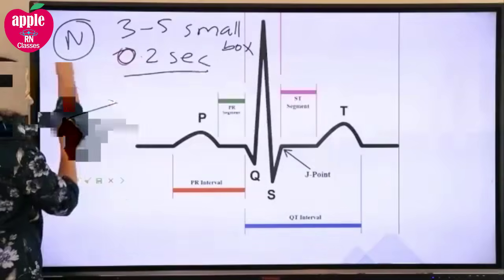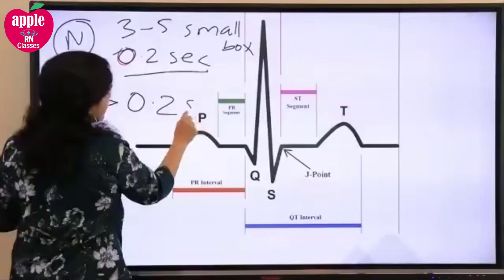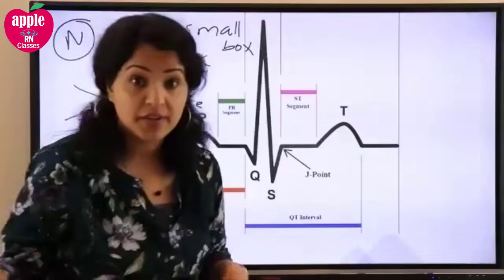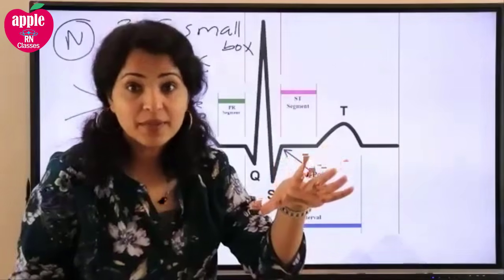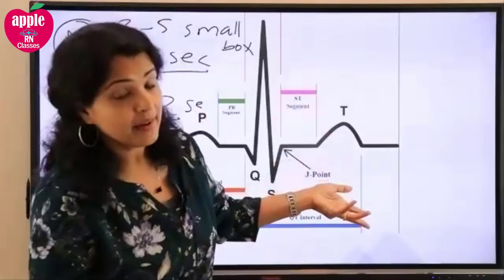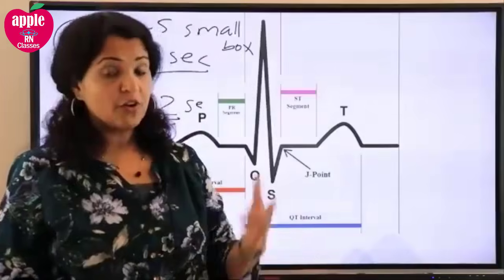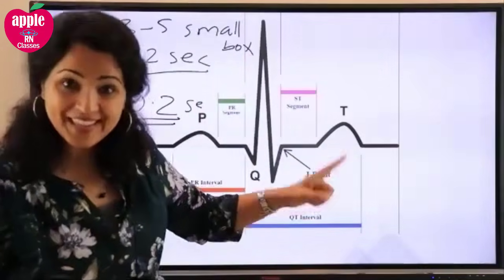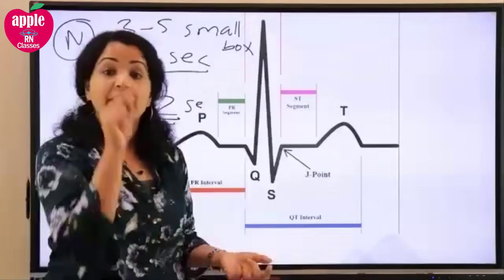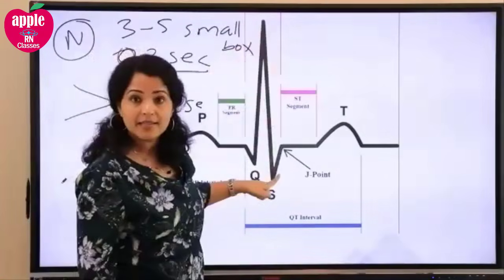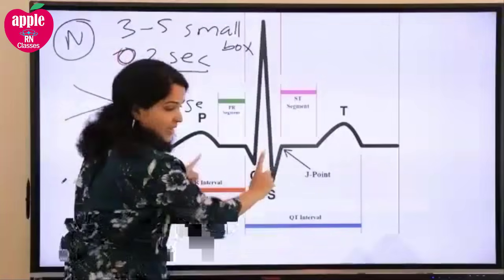Now, if it is more than 0.2 seconds, that means it is taking longer to reach there. I mean, the SA node gave the impulse, the AV node is getting it, but there is some delay. It's not passing through. How do we know? The PR interval is going to be longer. How do we know if it is longer? We count the blocks. We know where the P is, we know where the R is, and we know how much this is, and we can figure it out.